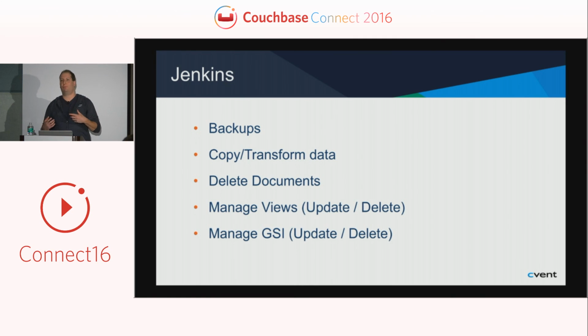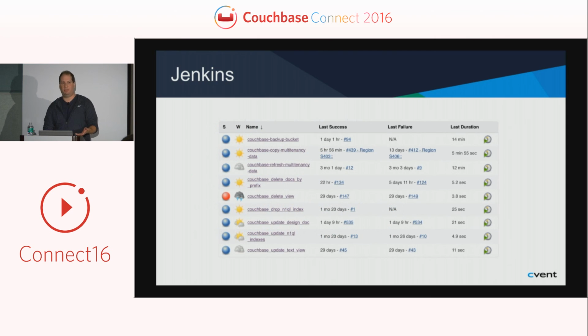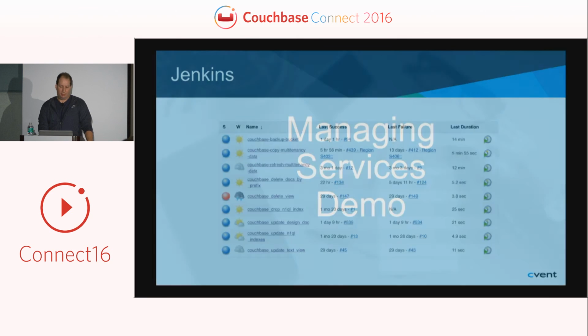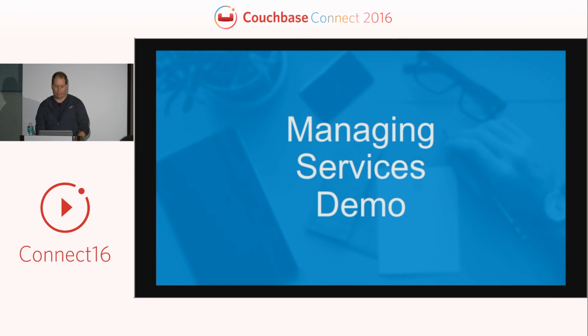That was really helpful when we went to multi-tenancy to share services. So if we had one service that developers were using, they didn't need to stand up every service instance in all those siloed regions that I talked about. They can just talk to a common staging instance that will support them unless actual development on that particular server was going on. They can delete documents, manage views, and manage GSI, right? So this is a list of all the Jenkins jobs that we have in production. Some fail sometimes, right? And I'll show you really quick how we do that as well.